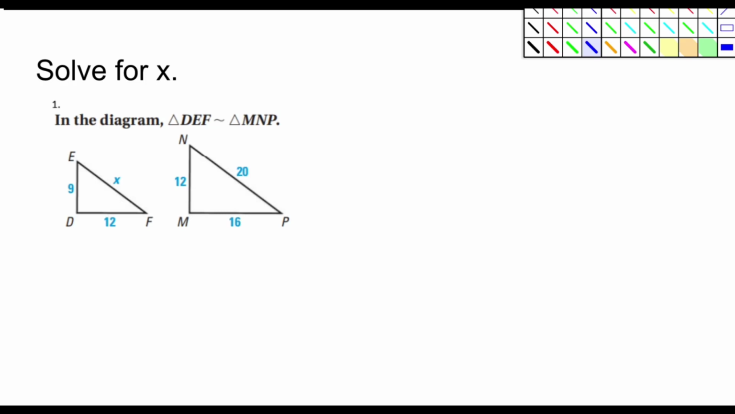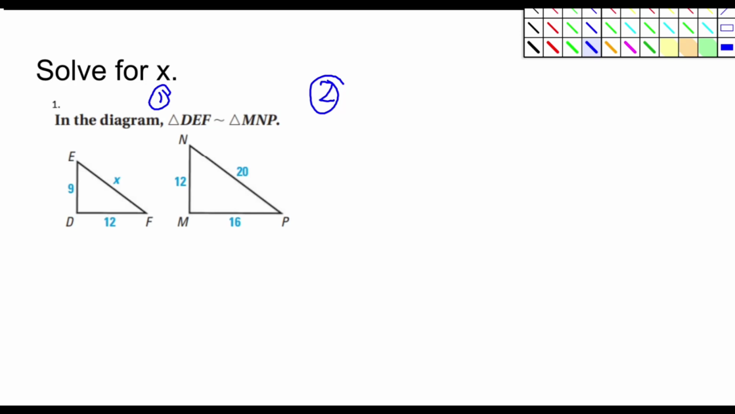And that's the key. So usually when I'm doing these problems, my first step is to figure out what triangles are similar to each other. They've already given this to us. Number 2, my next step, which makes my life a lot easier, is to write out my statement of proportionality.